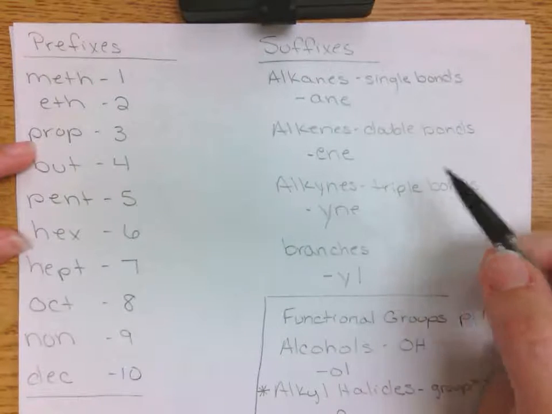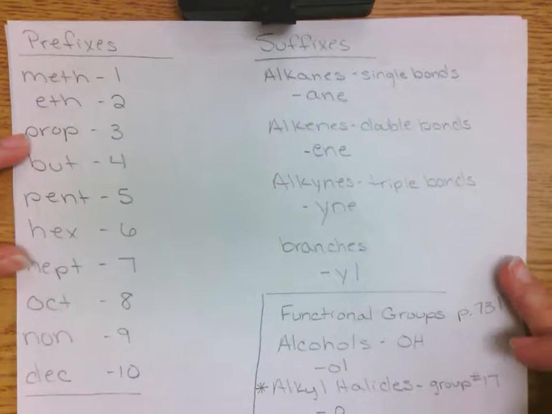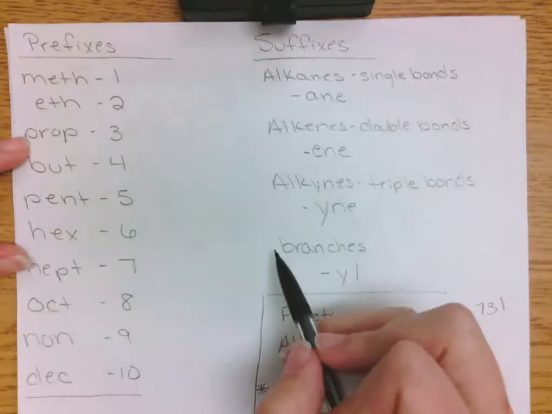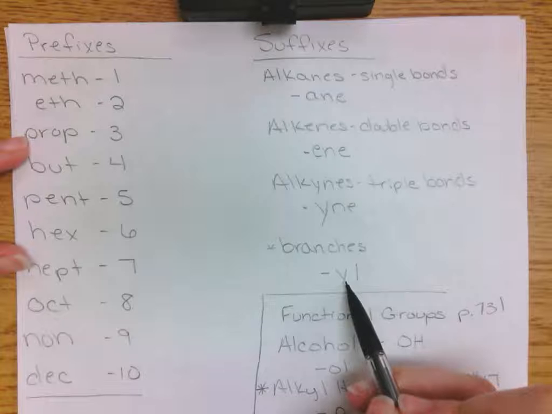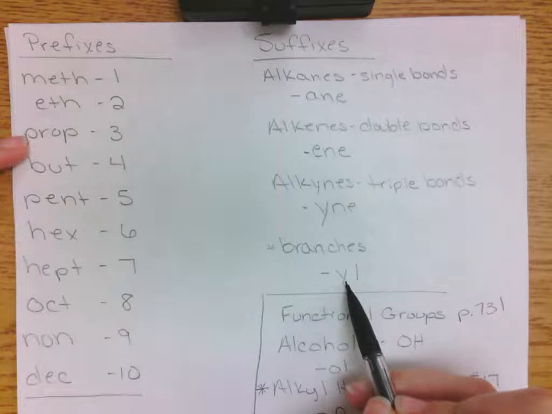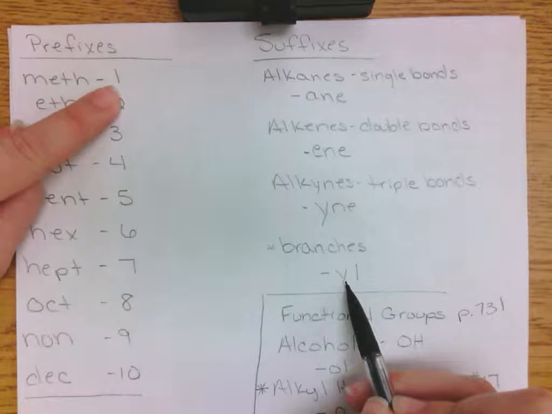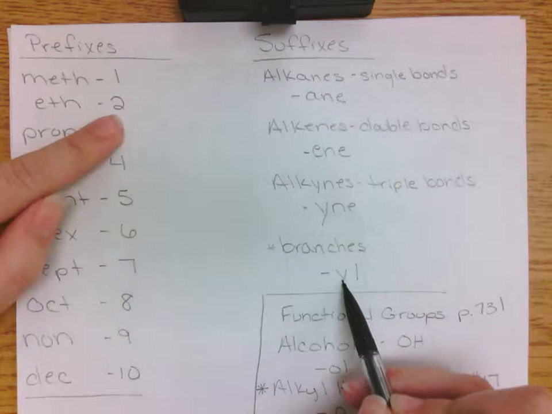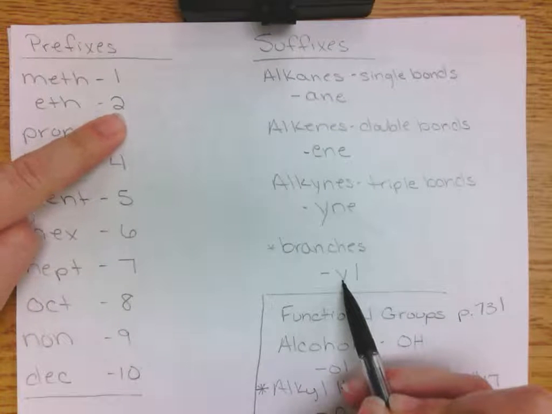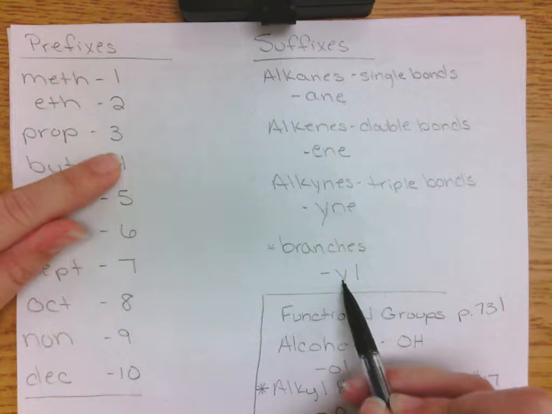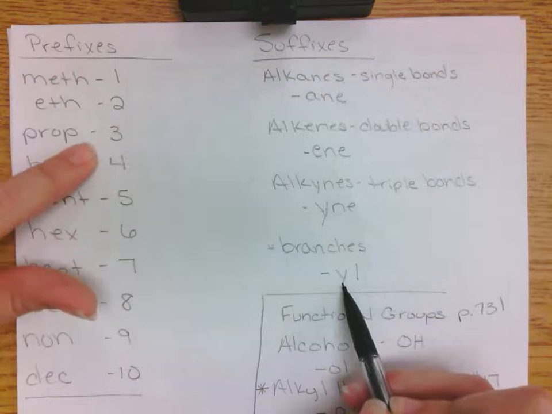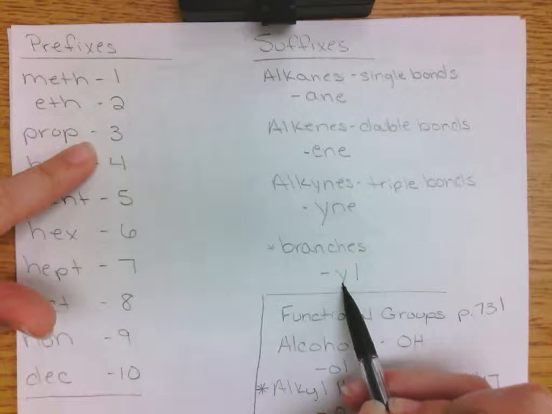The next thing you need for this first worksheet is branches, which end in yl. So if there's a branch off of our chain that has 1 carbon in it, we would call it methyl. If there are 2 carbons in a branch, we call that ethyl. If there are 3 carbons in a branch, we would call it propyl. That's usually as far as we have to go for branches.